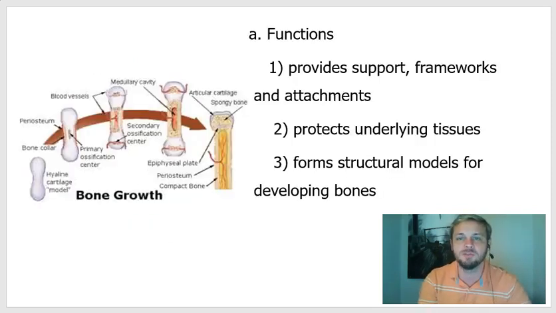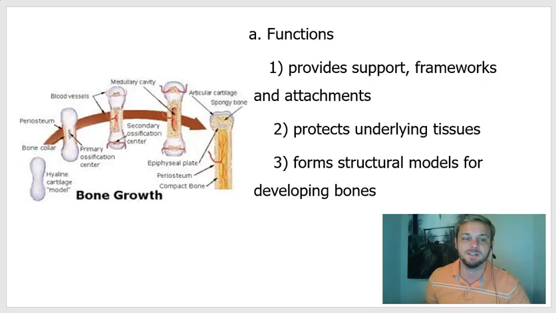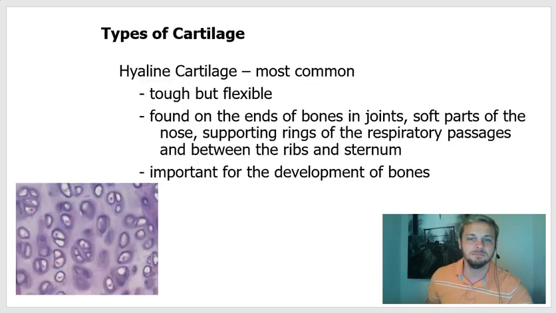So what do we use cartilage for? Well, kind of like these sharks, one thing is it provides support and protection. It's the framework and attachments for your bones, for your long bones. You have this stuff called endochondral ossification. So the growth of bones is based on this hyaline cartilage framework, and then the bone comes and replaces it. So the first one we're going to talk about is hyaline.